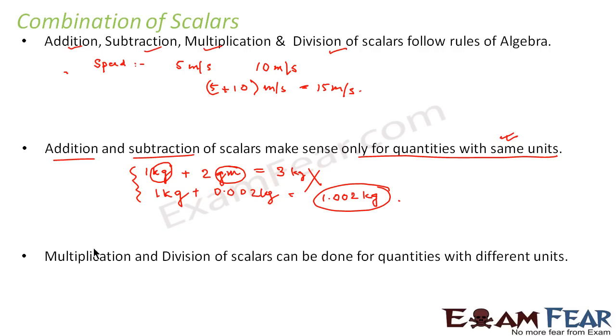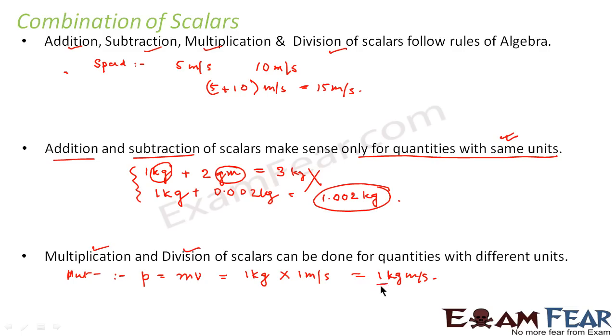On the other hand, multiplication and division of scalars can be done for quantities with different units. Let us look at an example of multiplication. Consider the physical quantity momentum. Momentum is nothing but mass into velocity. Now, if you have a body of mass 1 kg which is moving with a velocity of 1 meter per second, the momentum would be nothing but 1 kg meter per second.